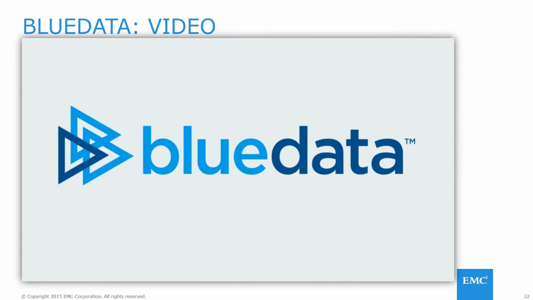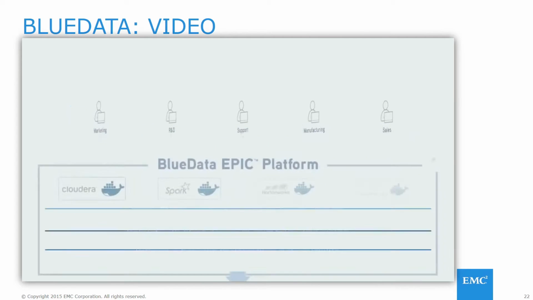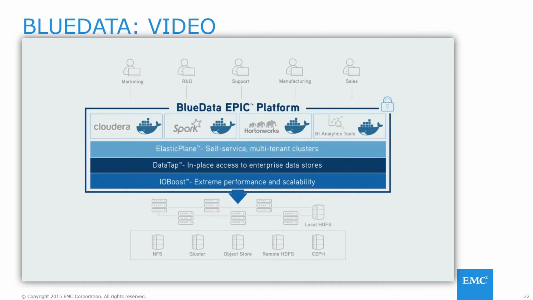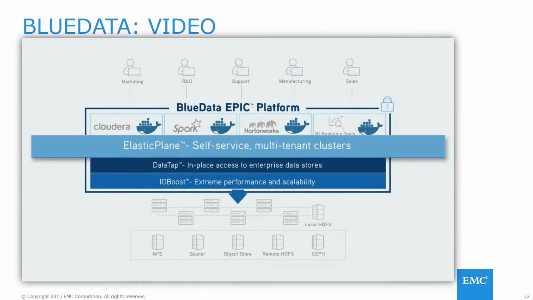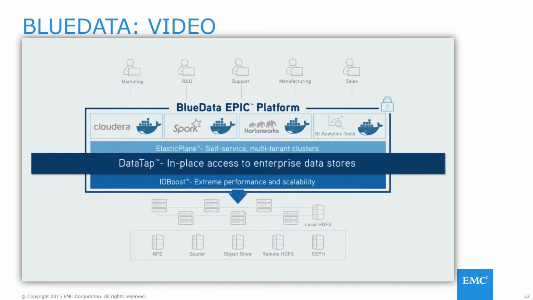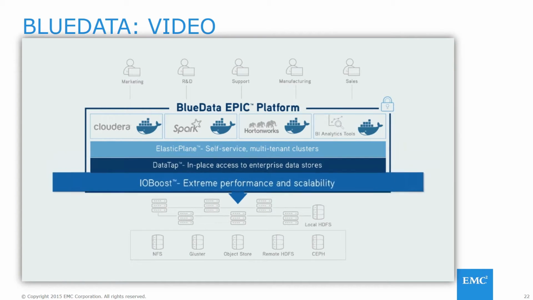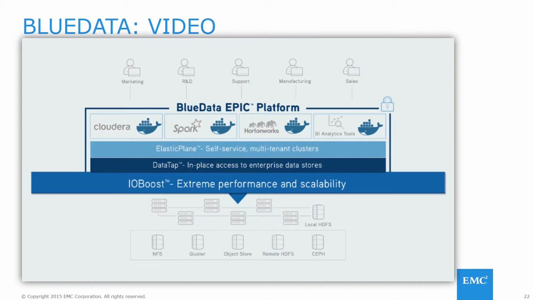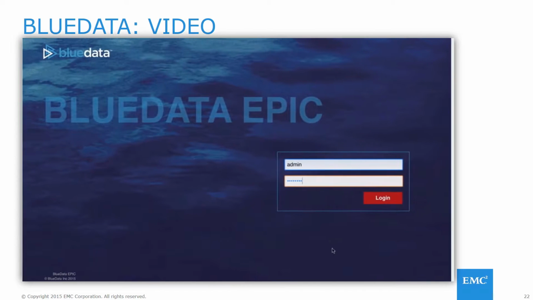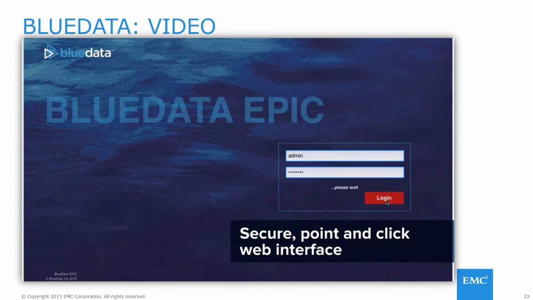The Blue Data Epic software platform eliminates deployment complexity by virtualizing your infrastructure using Docker containers. The platform has 3 key components. Elastic Plane enables multiple big data clusters in minutes. With data taps, you can start analysis without moving data. I/O Boost enables bare metal performance with the power of Docker containers and caching. Blue Data software simplifies and democratizes your on-premise big data infrastructure.